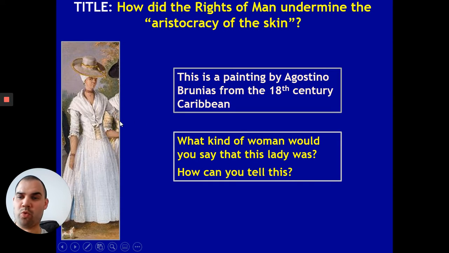Now, if we look at this woman here, some of her features, what kind of woman would we say that she probably is? Now, some of you probably noticed, well, she's probably quite wealthy because she's wearing a quite well-designed, clean white dress. The hat she's wearing probably suggests she's quite high class as well. So we can probably tell she's some sort of aristocrat or she's got some kind of high social status.